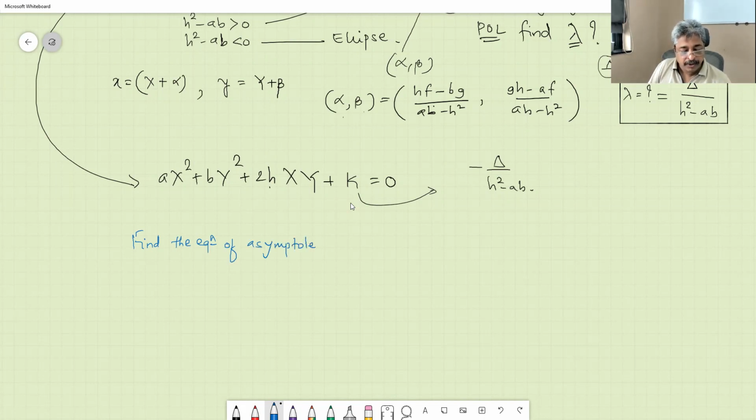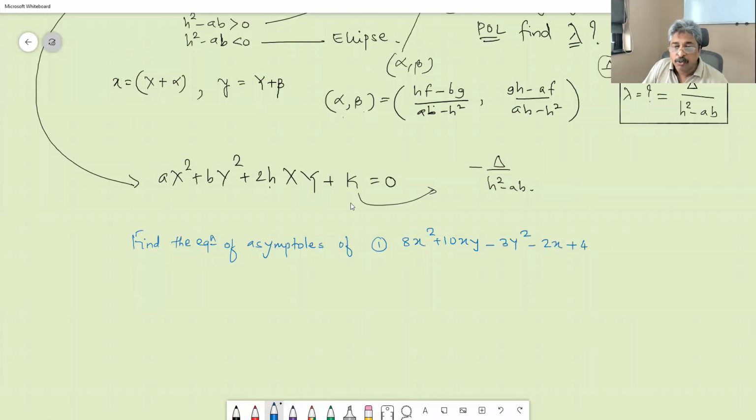Find the equation of asymptotes, joint equation of asymptotes of hyperbola number 1. 8x square plus 10xy minus 3y square minus 2x plus 4y is equal to 2. Find the joint equation of asymptotes.